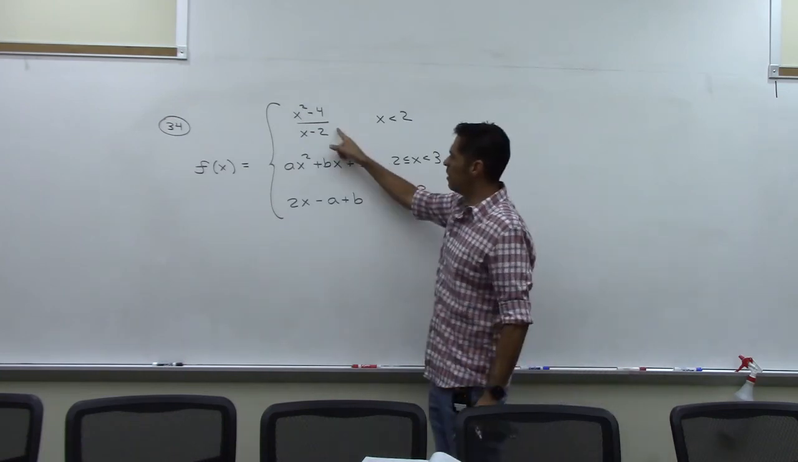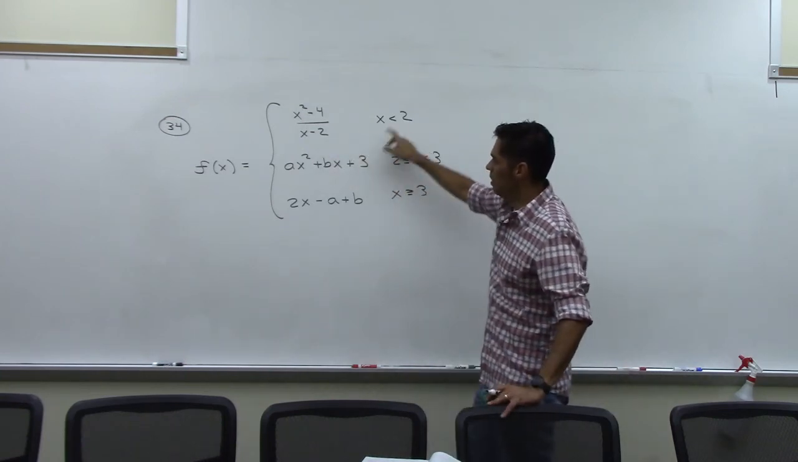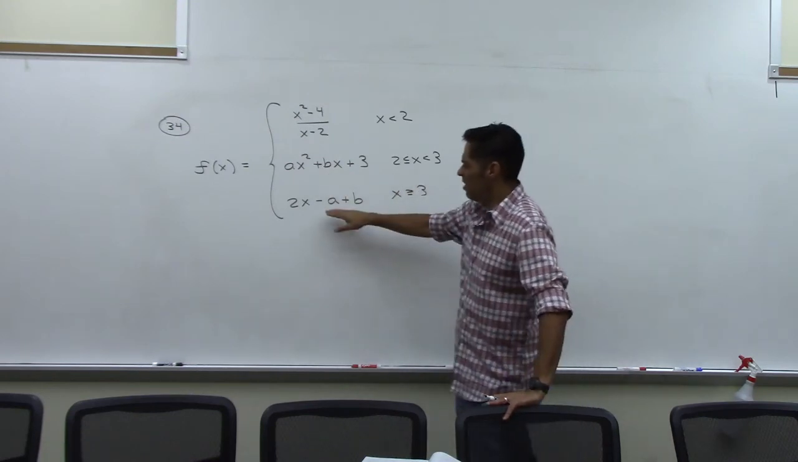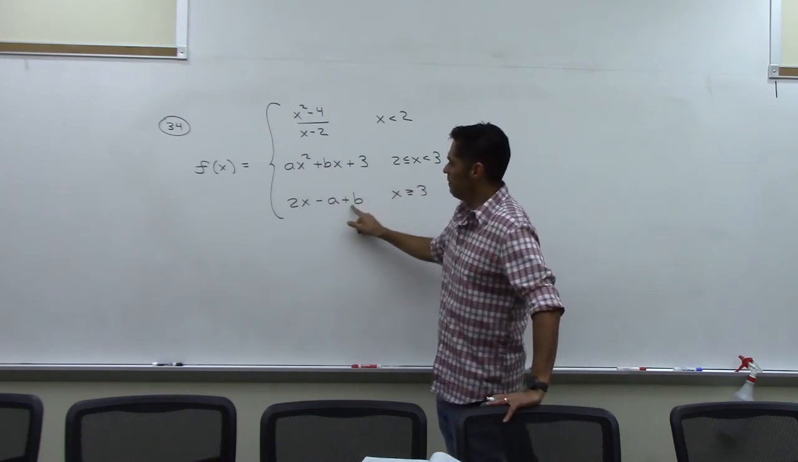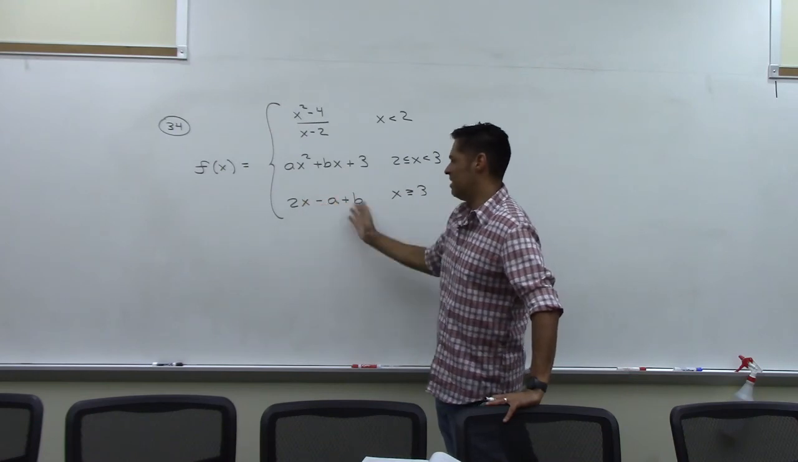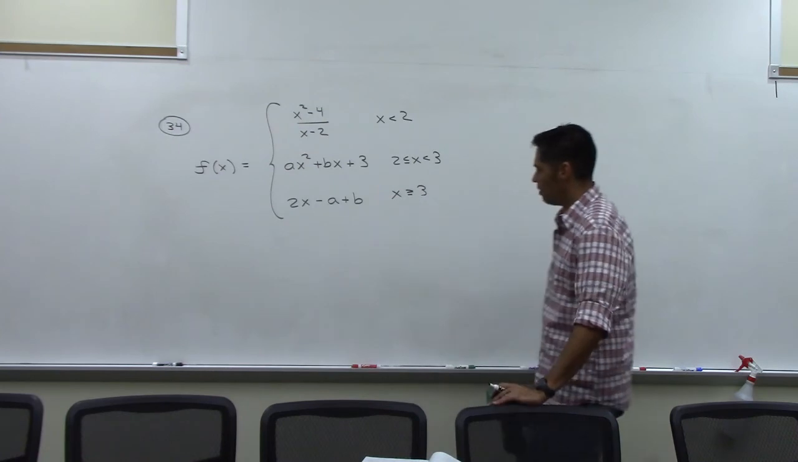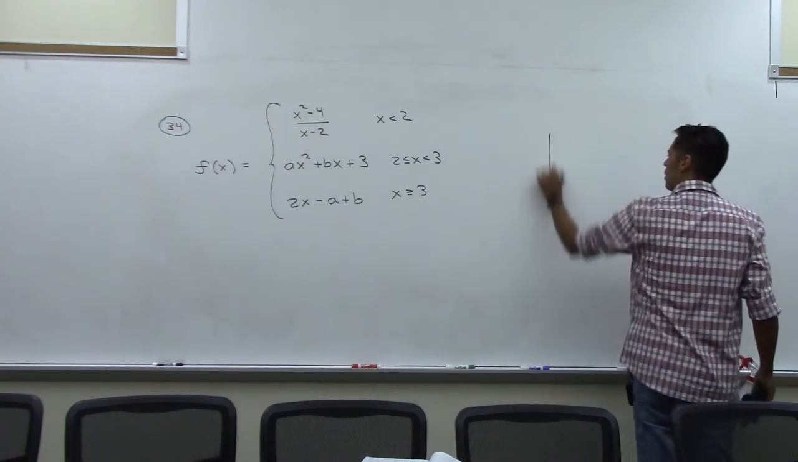This is a rational function. You only draw it to the left of 2. This is a quadratic. You only draw it between 2 and 3. This is a line because a and b are constants, 2x, and then this could be like minus 5 or something. This is a line. You only draw it to the right of 3. So it looks kind of like this.